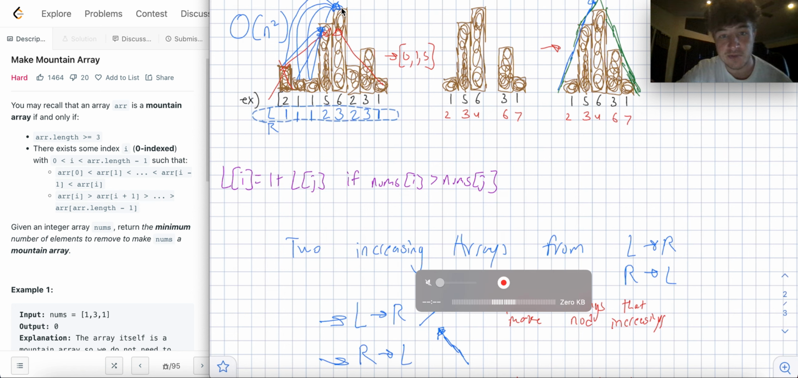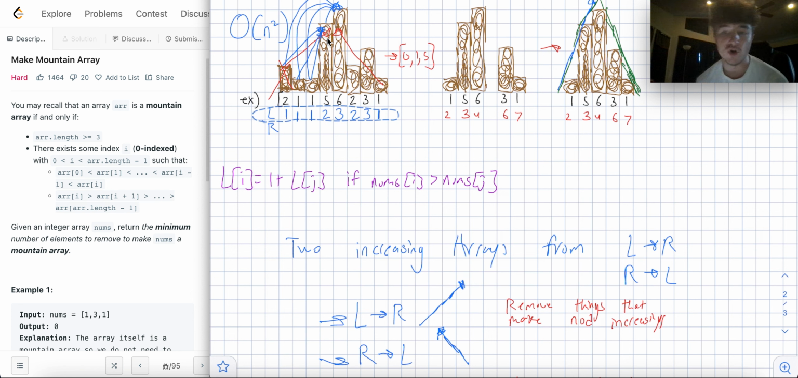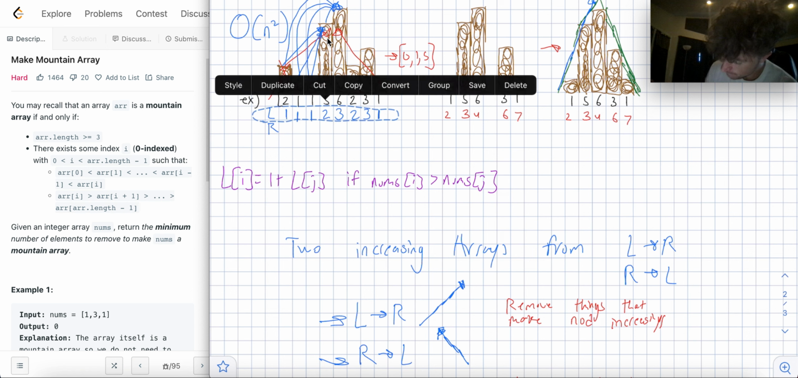The highest increasing subsequence I can make here is, well, I can attach myself to anybody who's less than me, so I'll just attach myself to the person that's less than me that has the greatest number of longest increasing subsequence for them. Okay.